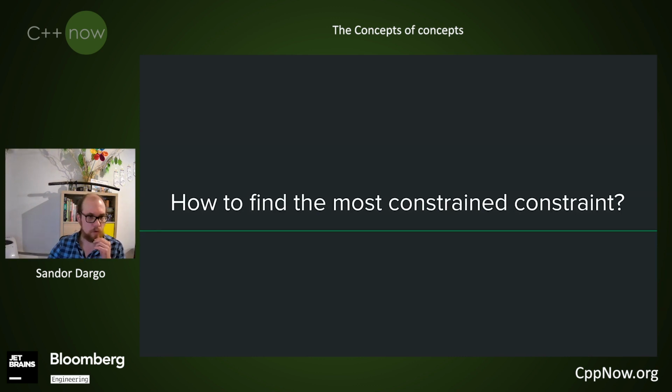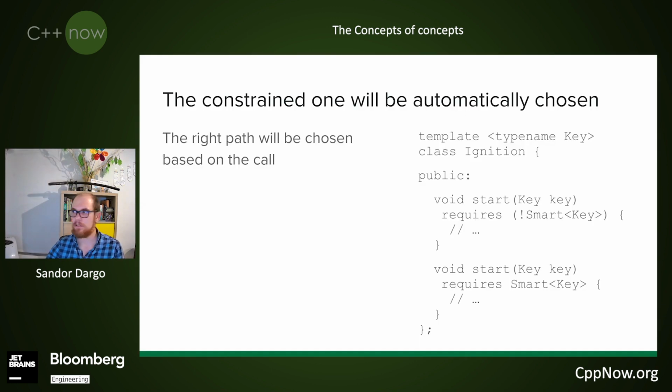So we still have to understand how to find the most constrained one if we have different overloads, let's say in a class, as we saw. So the most constrained one will be automatically chosen. So in this case, we have a class Ignition, and for the method start, we have 2 overloads. One with the smart concept requires, and the other one says that, well, our key must not model the smart concept. Well, the right path will be chosen by the compiler.